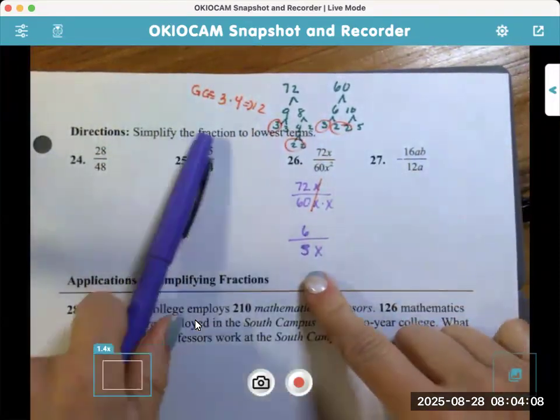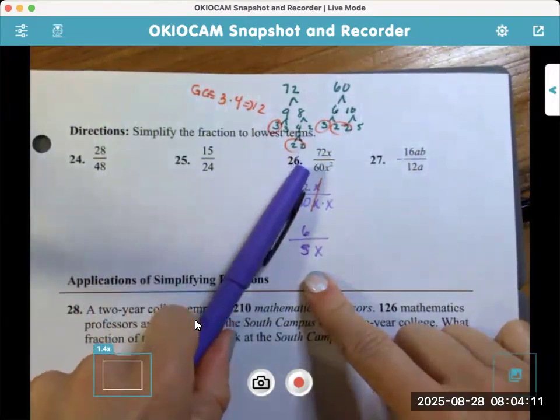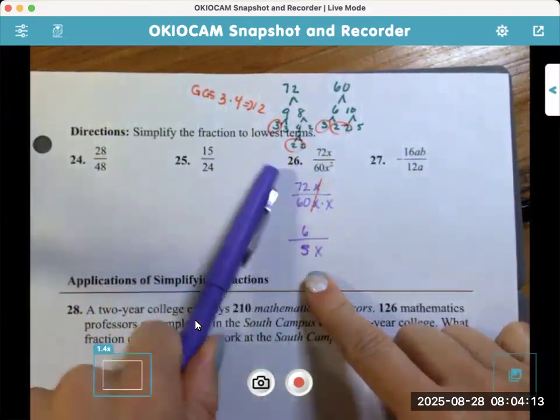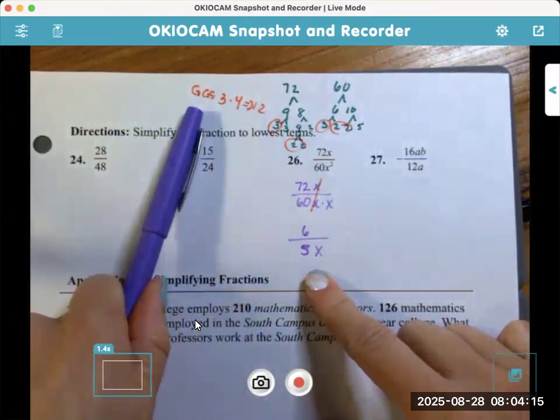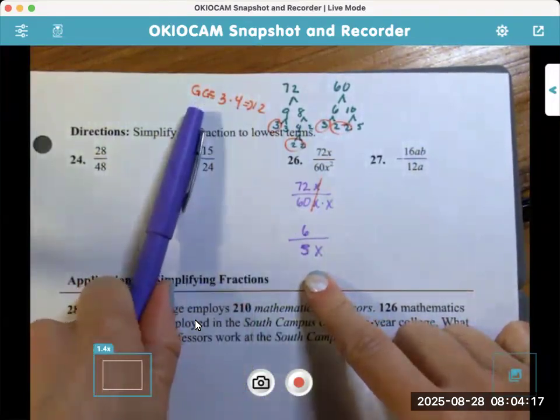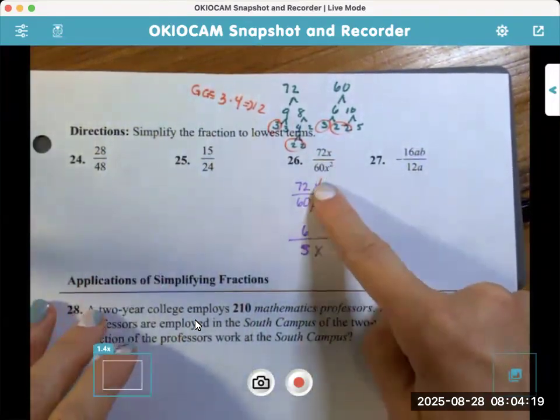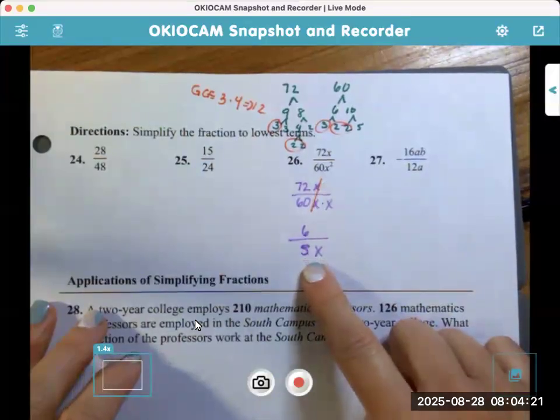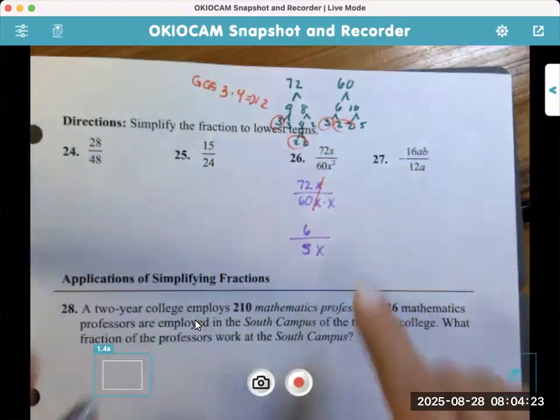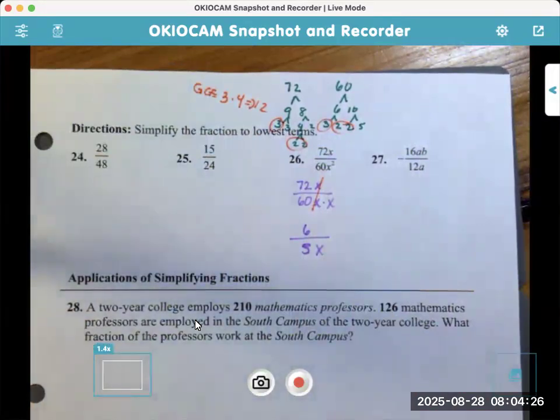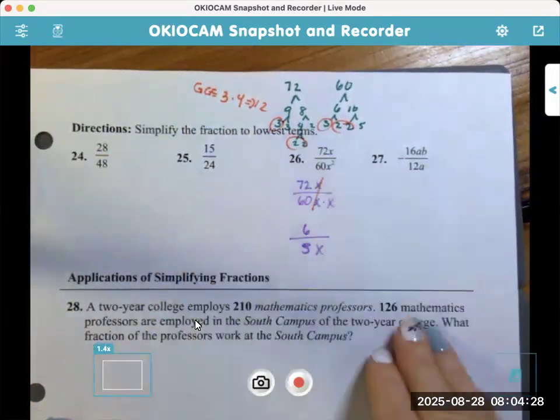Okay. So you don't have to go in one full swoop. If you just want to reduce by 2, reduce by 2, reduce by 3, step by step, instead of going straight to the GCF, that's totally fine. But 72x over 60x squared is 6 over 5x. Okay. So you can pause the video, try it on your own.